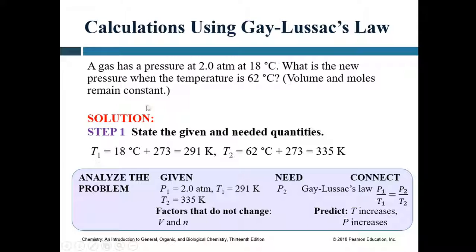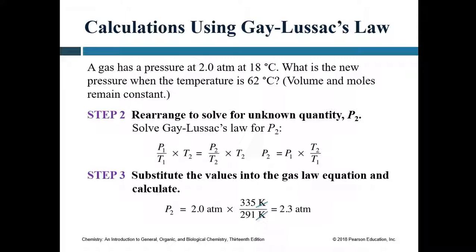Remember I had mentioned that in the gas section, we must convert all of our temperatures to Kelvin. So first of all, the 18 is 18 plus 273, which is 291. And our second temperature is 62 degrees Celsius plus 273, which is 335.